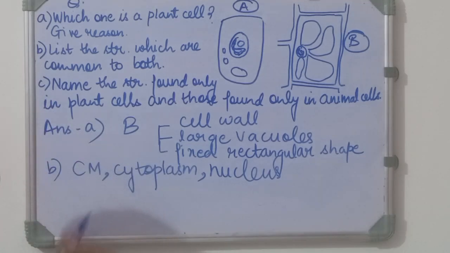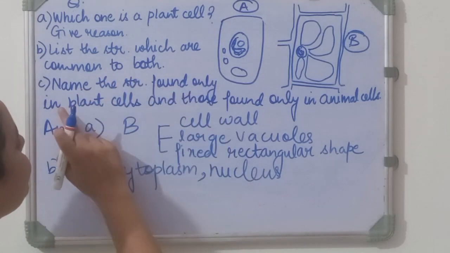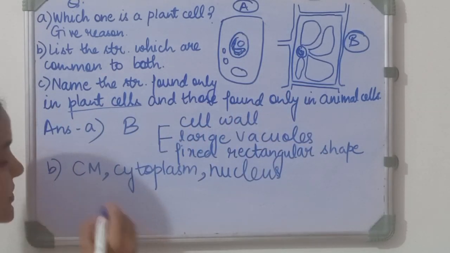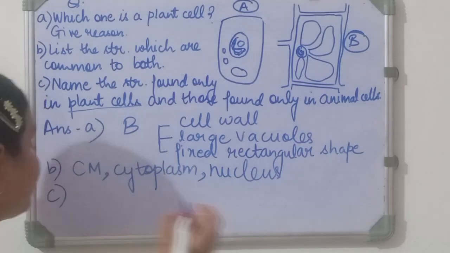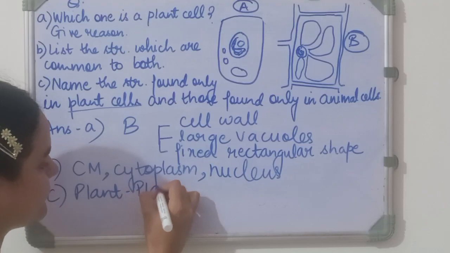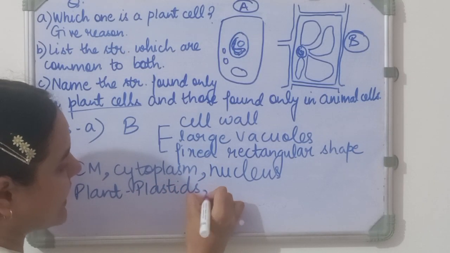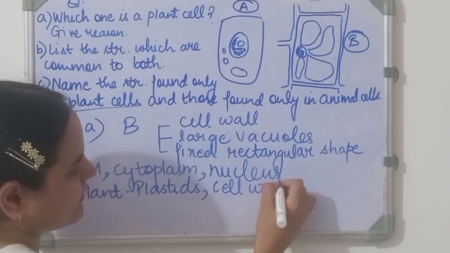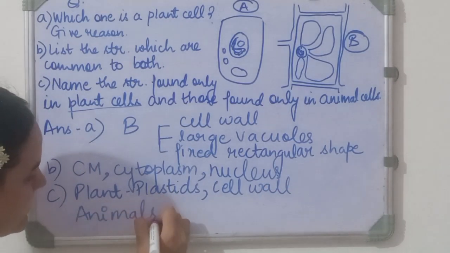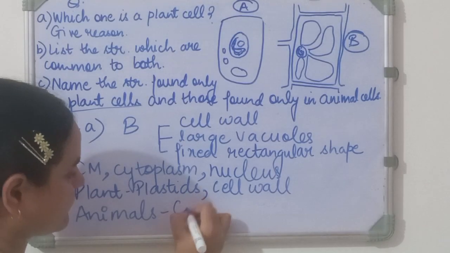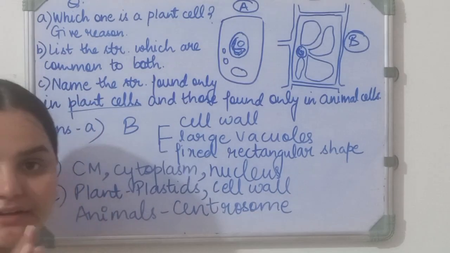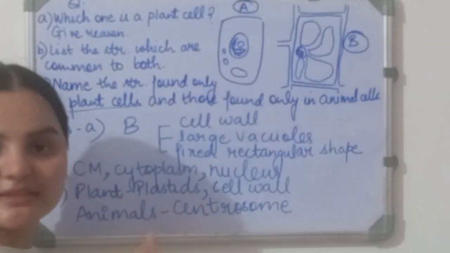Now next question. Name the structures found only in plant cells and those found only in animal cells. So structures which are found only in case of plants: plastids and cell wall. Okay, and in case of animals, centrosome, which helps in cell division. Okay, I hope this question is clear.